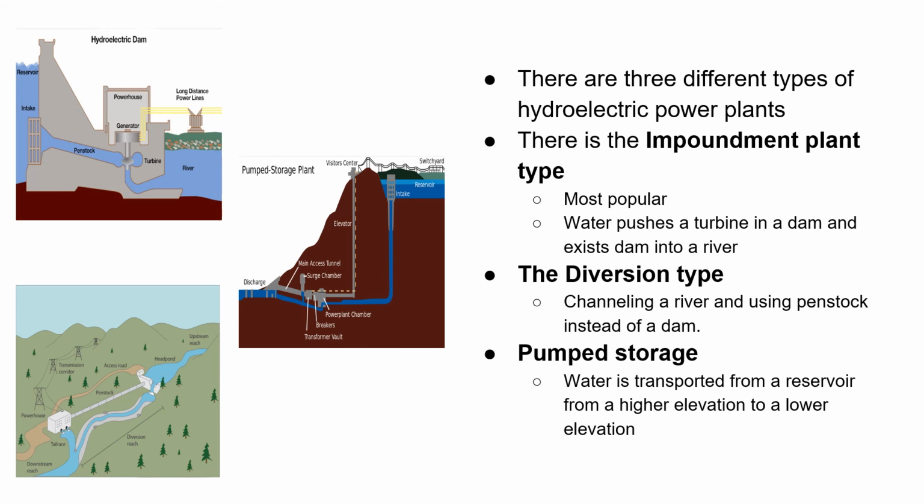Secondly, we covered the diversion type. In the diversion type, a plant channels a river with a penstock to generate electricity instead of building a dam. Lastly, we covered the pumped storage type, in which water is moved from a reservoir of high elevation to a reservoir of lower elevation. This is also known as the battery style facility.